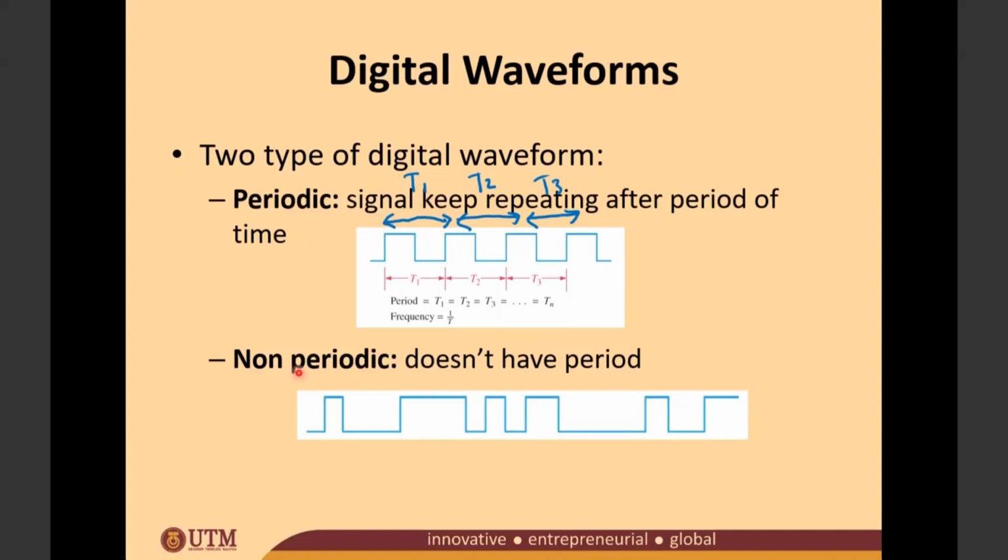For the non-periodic, it doesn't have the same period. Dia ada period, tapi period dia tak sama. Contoh, saya lukis ya sekejap. Kalau kita tengok yang ni, kita ambil from starting here for here. So this is T1. And then from here to here, this is T2. T1 tak sama dengan T2. And then when you take this one here, this is the T. Sorry, sampai sini ya. Sini, sampai sini.